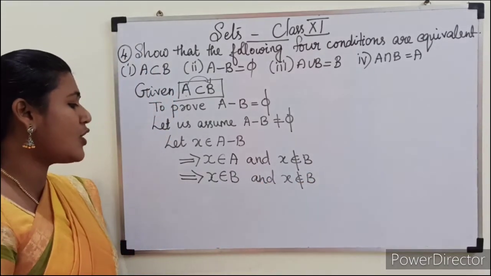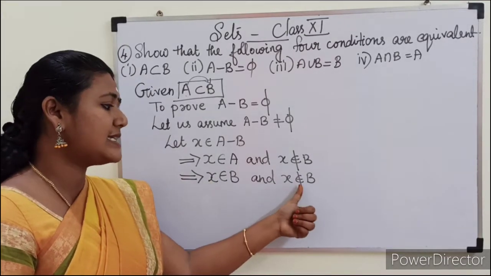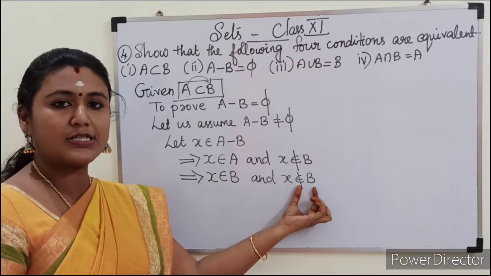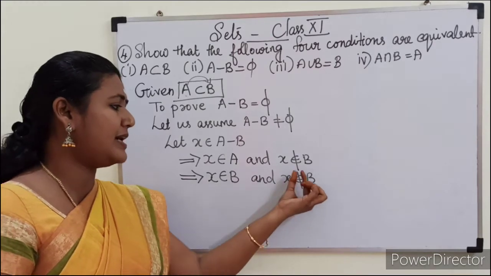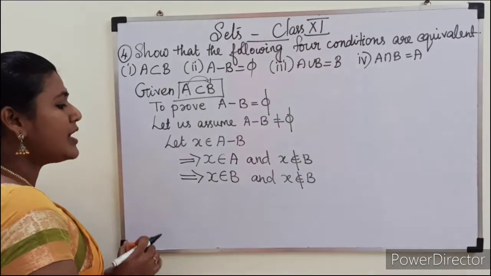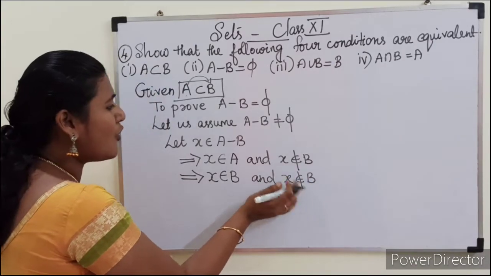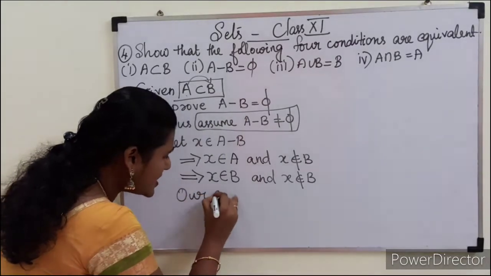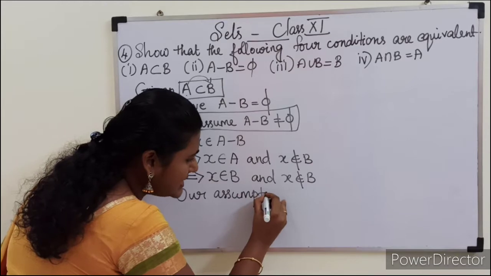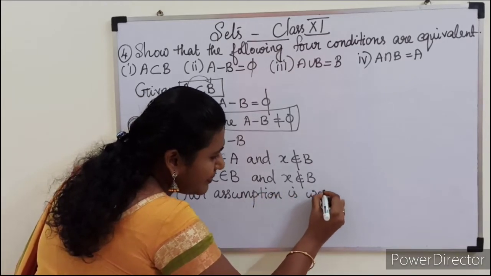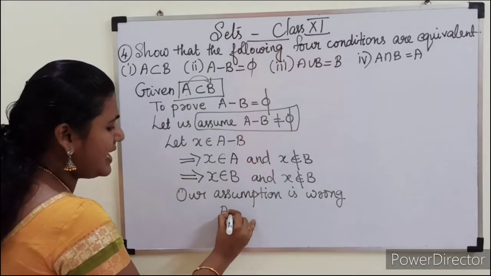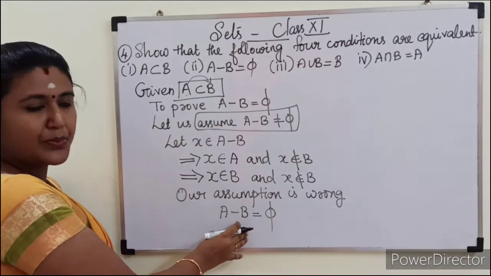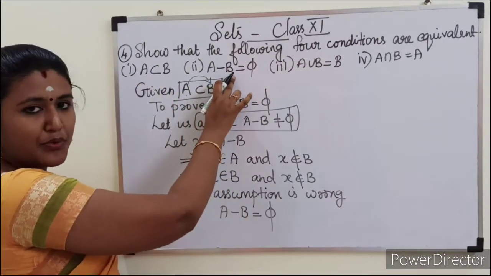So here we got X belongs to B and X does not belong to B, which is impossible. An element belongs to B and does not belong to B is not possible. So we got a contradiction here because of our assumption. So our assumption is wrong. So we can write A minus B is equal to null set, that is empty set. So this is how we have to prove. From the first one we have taken, now we have proved the second part.